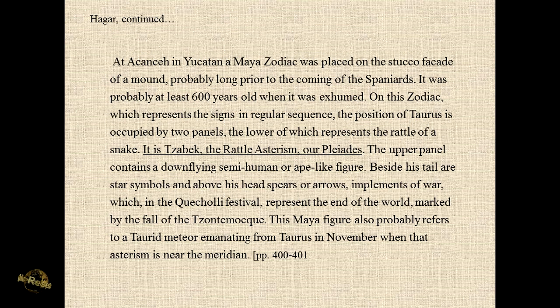And then at Akansa, where the stucco zodiac, on this zodiac, which represents the signs in regular sequence, the position of Taurus is occupied by two panels, the lower of which represents the rattle of a snake. It is Zabek, the rattle astrum, our Pleiades. The upper panel contains a down-flying, semi-human or ape-like figure. Beside his tail are star symbols, and above his head are spears or arrows, implements of war, which in the Quecholli festival represent the end of the world.